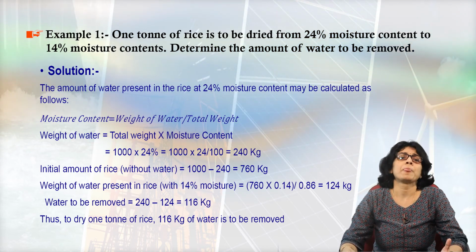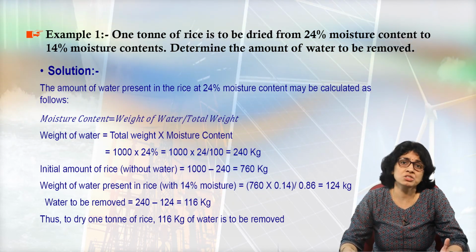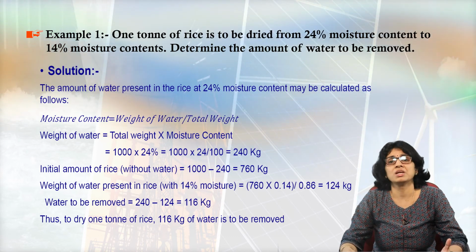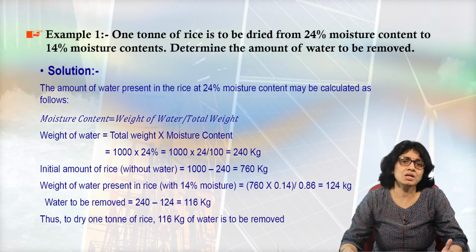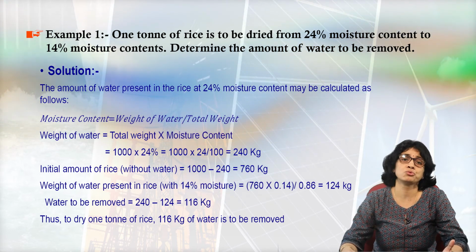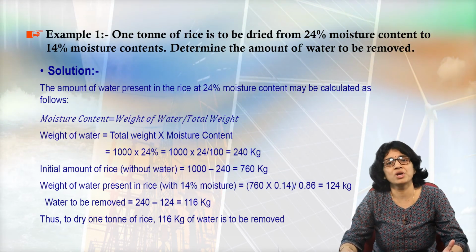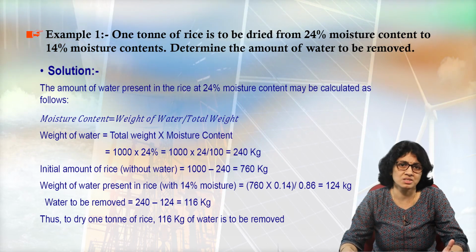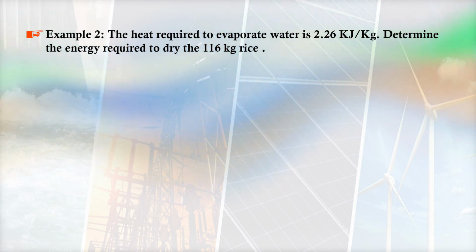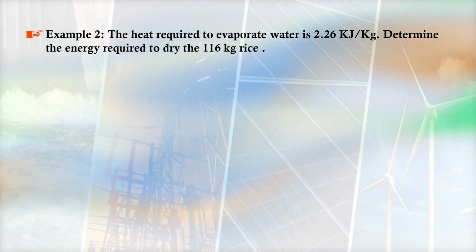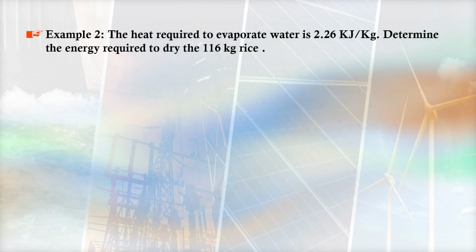Then we calculate the weight of the water present when the moisture content is 14%, it is calculated as 124 kg. Then finally the weight of water removed from the 1000 kg of rice equals 240 minus 124 equals 116 kg. Let us take one more example. The heat required to evaporate water is 2.26 kilojoule per kg. Determine the energy required to dry the 116 kg rice.